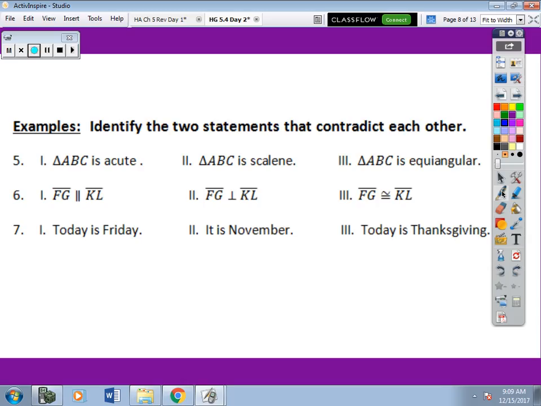2 and 3. Remember that if something is equiangular, it's also equilateral. All congruent sides, all congruent angles. Scalene means that none of the sides are congruent, so those two would contradict one another. How about the next one? Which two statements contradict one another? Could not happen at the same time.